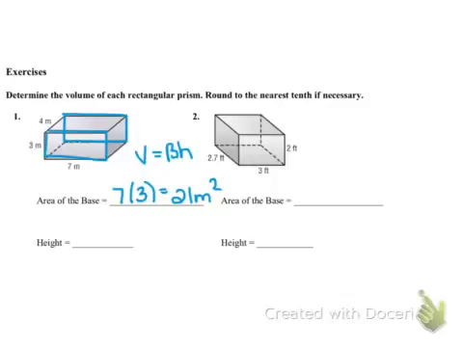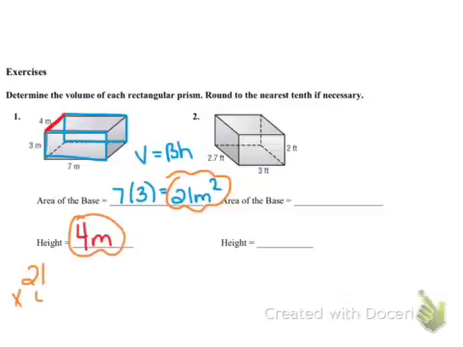Okay, height is going to be the distance from base to base. If we did the front and the back as our bases, this is the distance between them. So our prism height is 4 meters. So then we're just going to multiply that. Area of the base times the height. So 21 times 4. And we get 84. So the volume of that rectangular prism is 84 cubic meters.